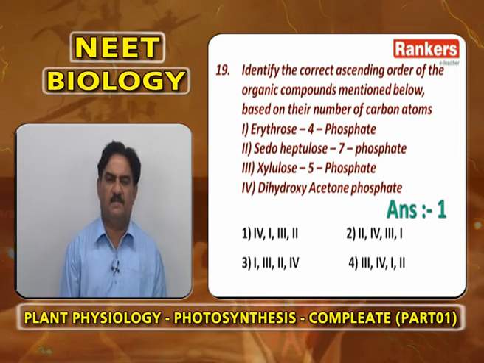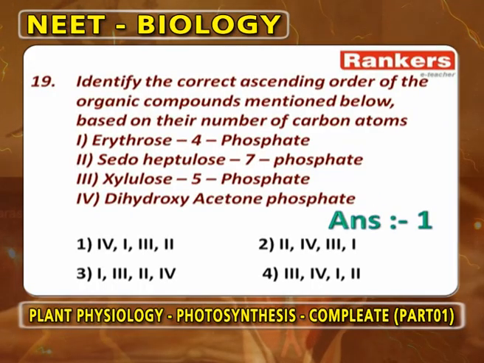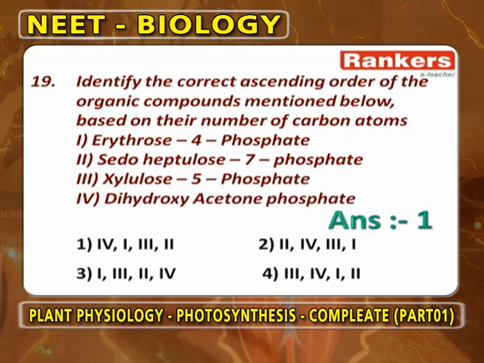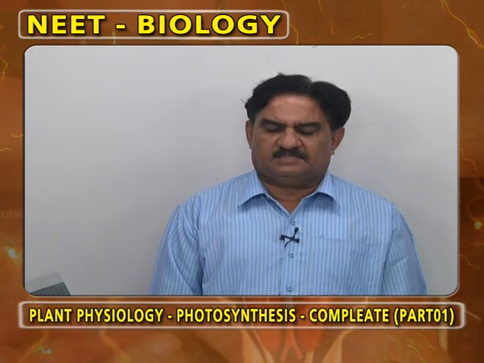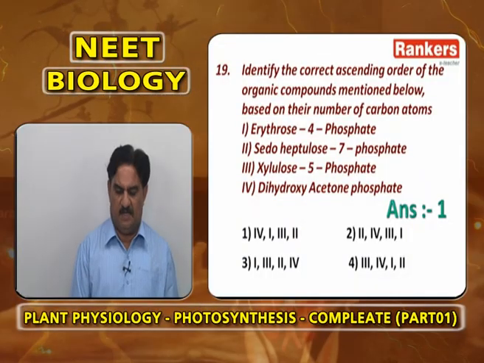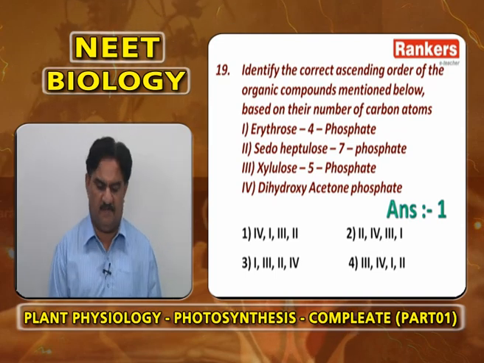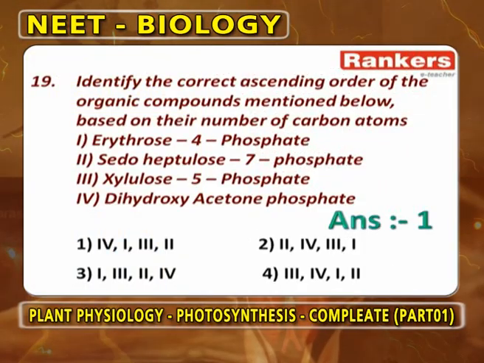So, these are all formed during regeneration of RuBP in C3 cycle. Identify the correct ascending order of the organic compounds based on their number of carbon atoms. Ascending order, because the least is 3, dihydroxyacetone phosphate. Next is 4, erythrose 4-phosphate. Next is 5, xylulose 5-phosphate. Next is 7, pseudoheptose 7-phosphate. So 4, 1, 3, 2 will be the answer. That is the first option.